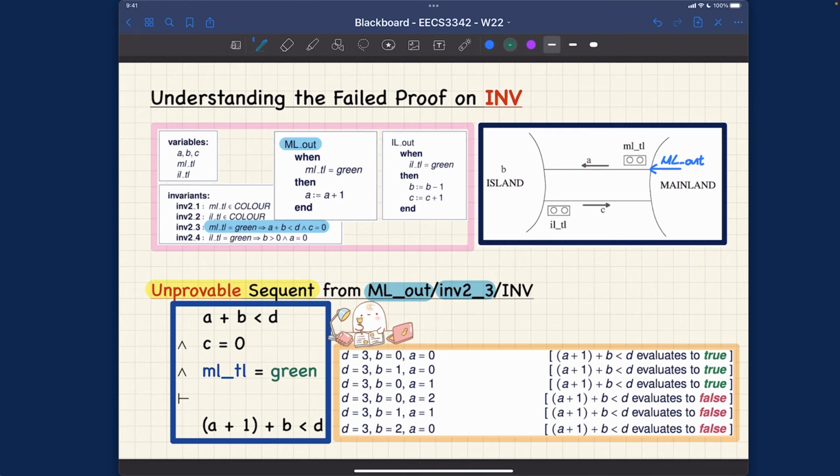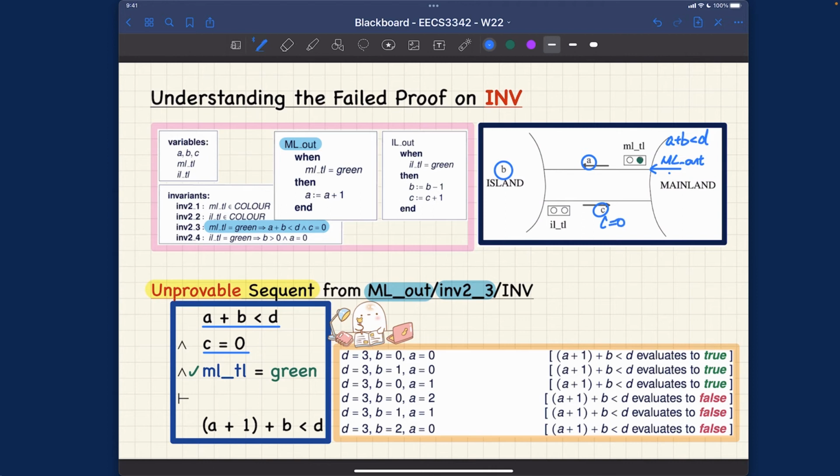First of all, you can see ML out should be green, so this should be a green light over here, and also A plus B less than D, meaning that the summation of A plus B over here should be strictly less than D because we're expecting one more car for ML out. So that should be A plus B strictly less than D. And also the opposite traffic from the other end over here should be equal to 0. Right? This part over here should be equal to 0.